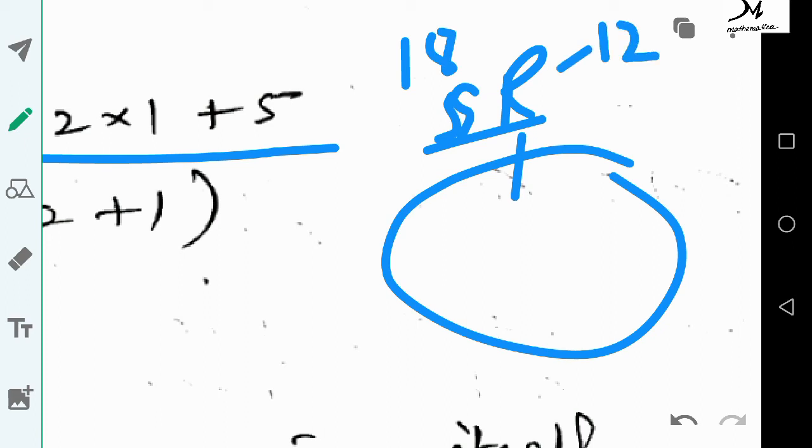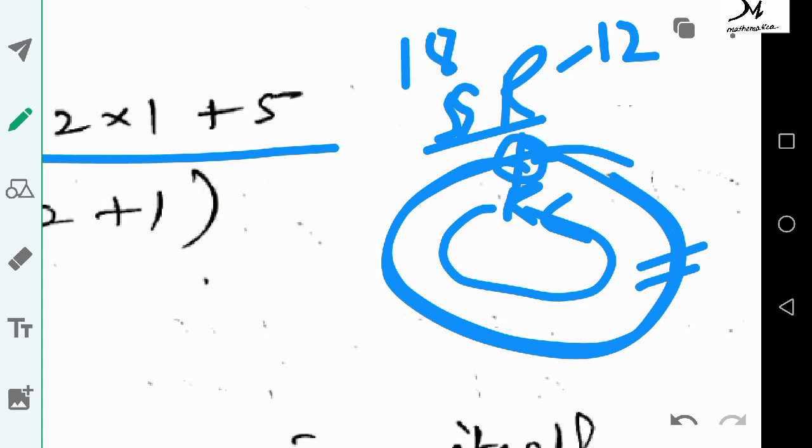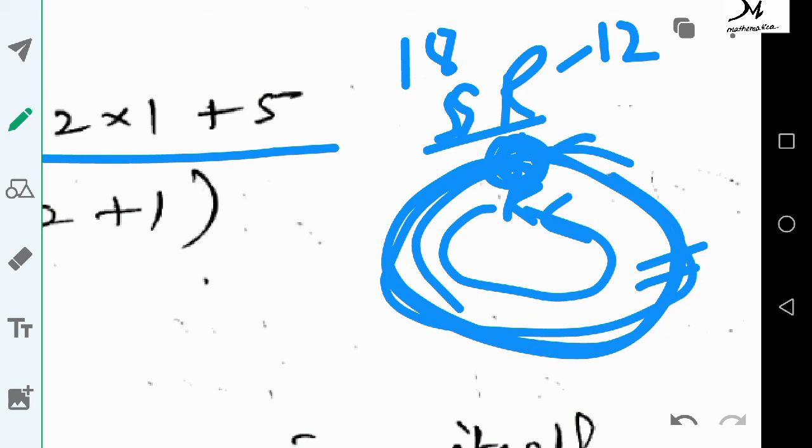Now suppose when Ravi completes one round, then Sonia must be left behind because Sonia takes 18 minutes. When Ravi starts from here, Sonia also starts from here, and when Ravi reaches the starting point again, Sonia cannot reach it, because Ravi will reach this point in 12 minutes, but Sonia takes 18 minutes.